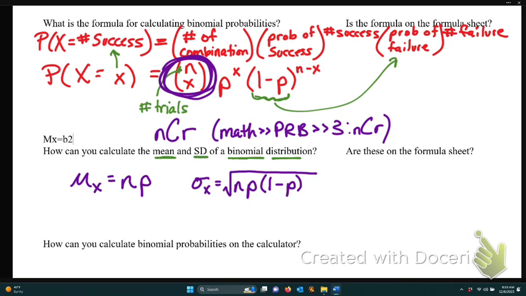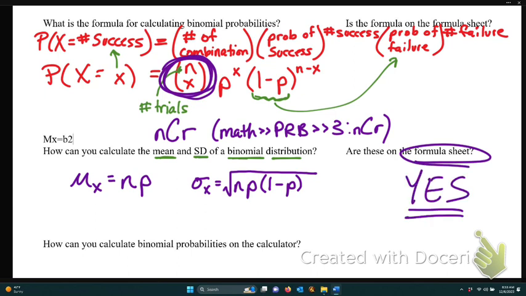If you don't have a chart and you know it's binomial, how do you know it's binomial? Bins. Then you can do the mean and standard deviation like this. Now, this only works for binomial. The good news is these are on your formula sheet, and it's very specific on your formula sheet.